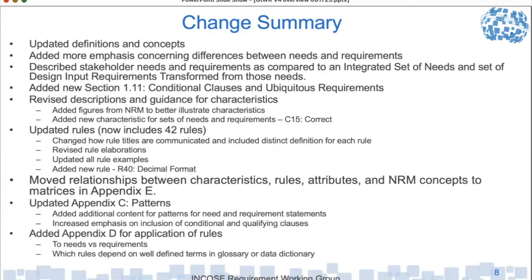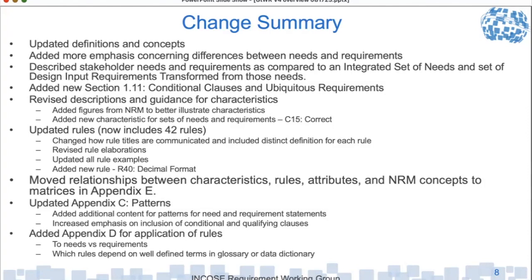Some rules are compulsory for both needs and requirements. Some are recommended for needs, but compulsory for requirements. Some are compulsory for all the requirements. So Appendix D talks about that. And also, some of the rules are very dependent upon the project having a well-defined ontology, data dictionary, glossary, so they have consistency in the use of terminology, not just in your needs and requirements, but consistent use of terminology across the life cycle and all your artifacts, in your models and everything else.